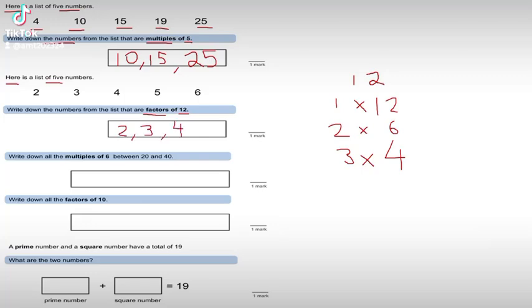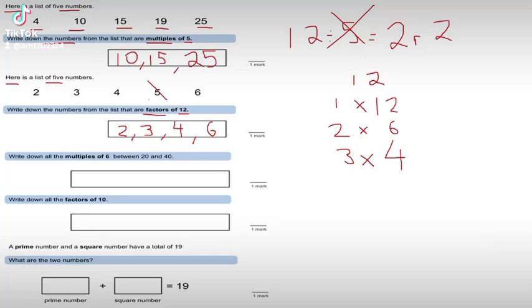Okay, 5 is not a factor because 5 will have a remainder, because 12 divided by 5 will give us some remainder. It will be 2 wholes and a remainder of 2. So a factor cannot have a remainder, hence why 5 is not a factor.